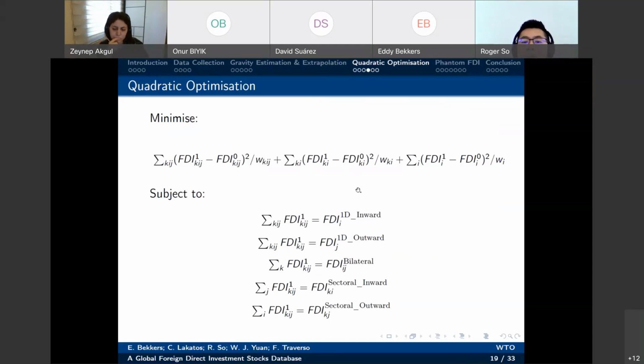And then at the bottom, these are just a very standard set of constraints. This is just to make sure that the data at the three-dimensional level adds up to the two-dimensional level, and then in turn adds up to the one-dimensional level. So this is pretty standard.